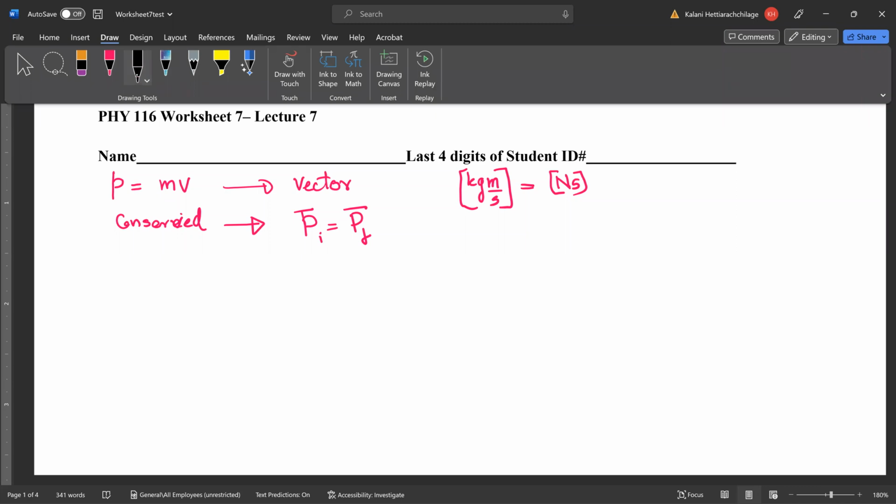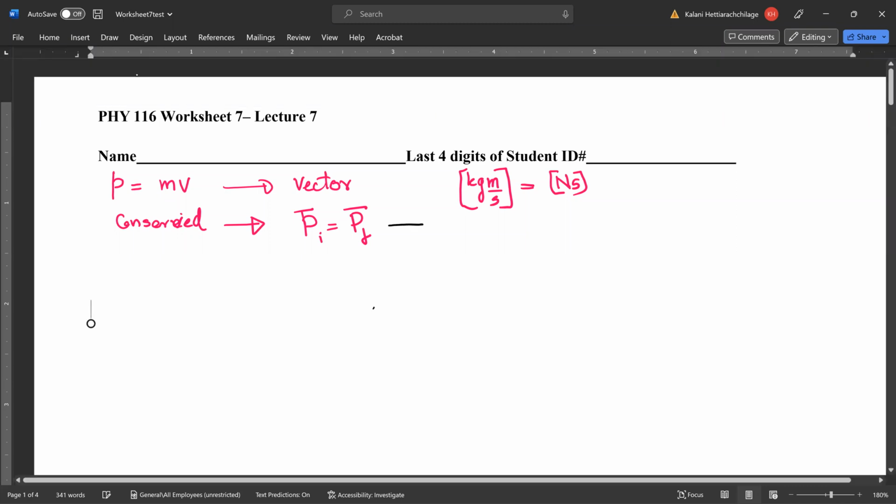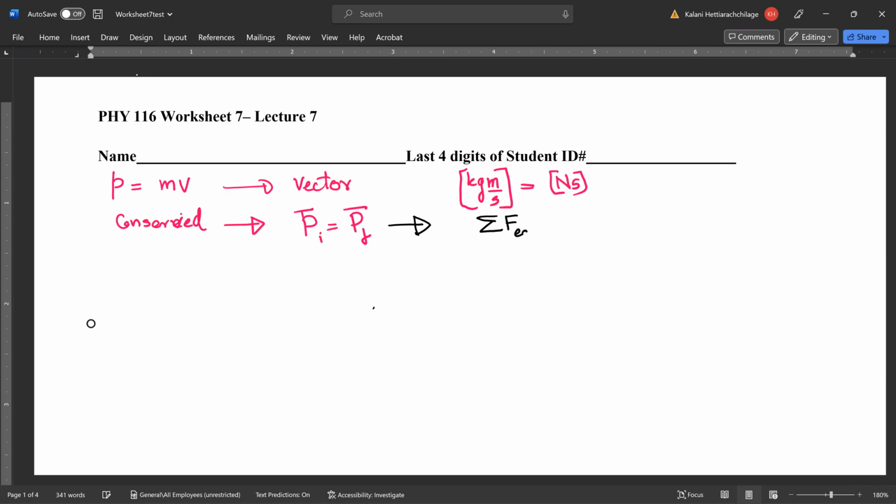But there is a very specific constraint here that we need to consider. The net external force acting on the system at that time should be equal to 0. That is the momentum conservation.